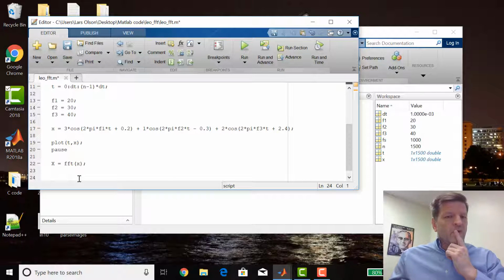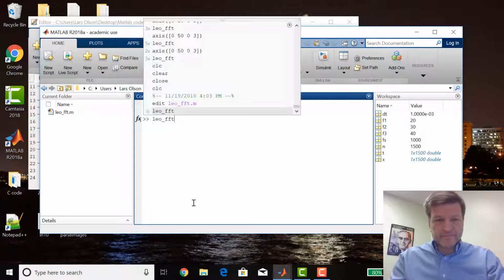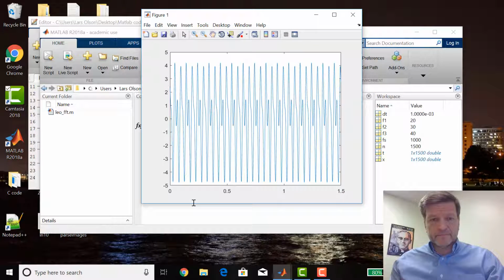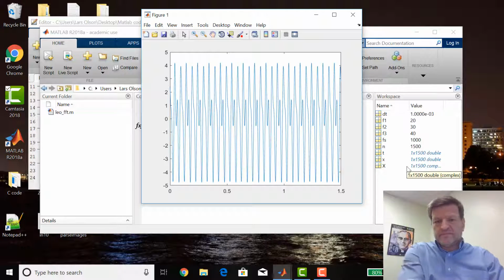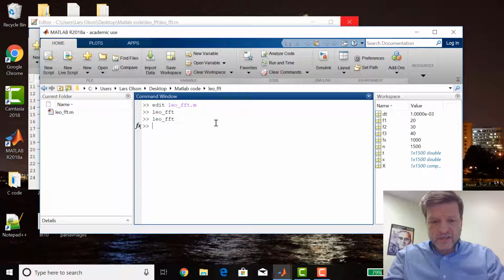How do we look at it? Well, I'm going to run this. Now X is 1500 points, right? But it's no longer a double, it's a complex value, right? So let's look at a range here. Let's go X of 30 to 34.